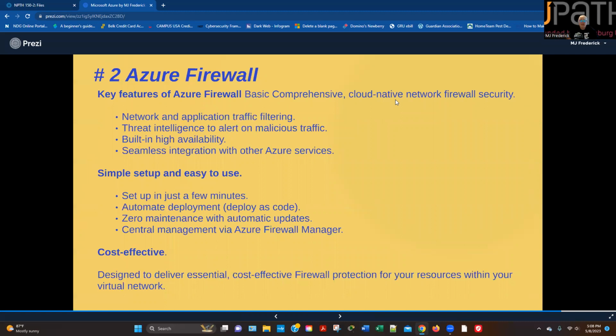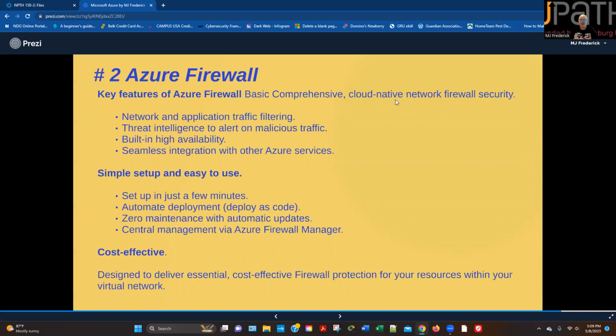Okay. So the key features of the Azure firewall: it is cloud native. It provides network and application traffic filtering. Remember, I talked about how, as information and data traverse the network, it's being monitored. It's always being monitored, or it should be. So we're looking at how we filter the traffic that could have an anomaly of some type.